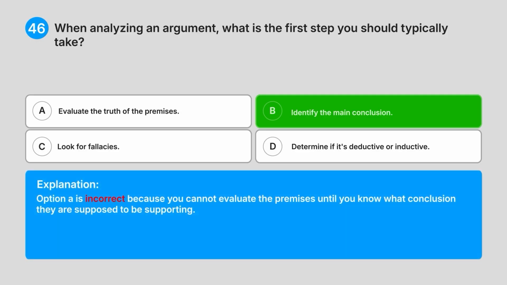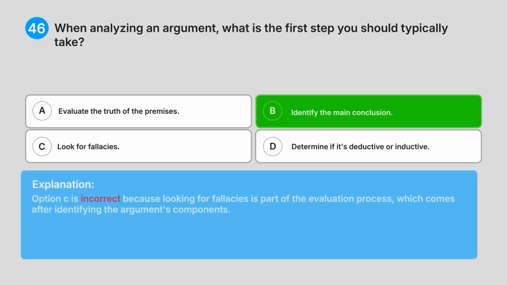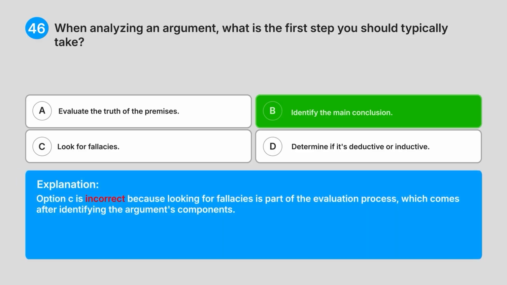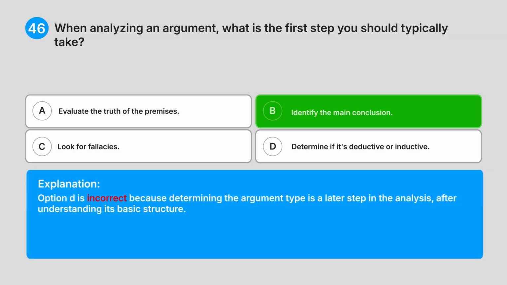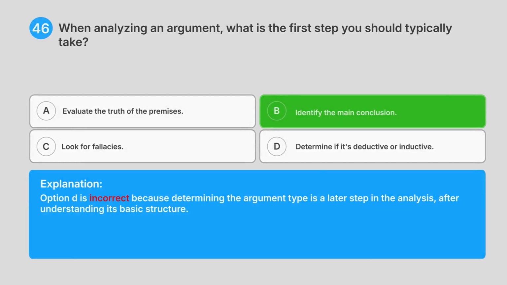Option A is incorrect because you cannot evaluate the premises until you know what conclusion they are supposed to be supporting. Option C is incorrect because looking for fallacies is part of the evaluation process, which comes after identifying the argument's components. Option D is incorrect because determining the argument type is a later step in the analysis, after understanding its basic structure.